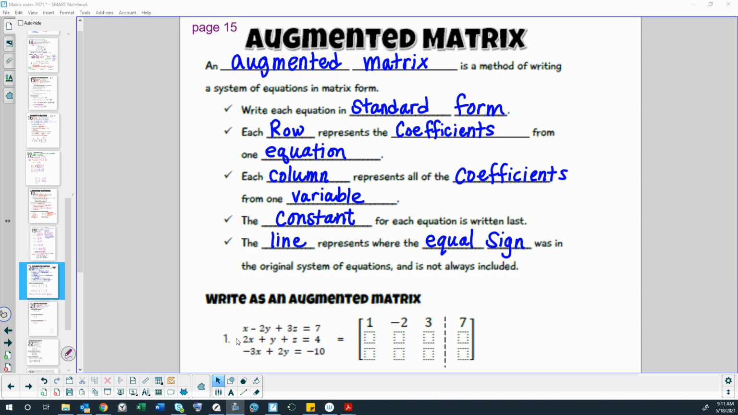We have our system of equations, x minus 2y plus 3z equals 7, and the first row has already been done for us. There's no number next to the x, which means the coefficient is an invisible 1. So you can see the first number in our matrix is a 1. And then we have a negative 2y, so the next number is a negative 2. And then we have 3z, so the next number is a 3, and then 7 is the constant.